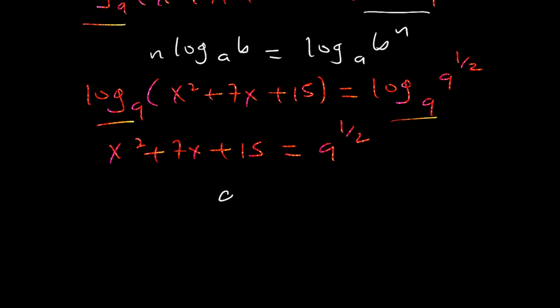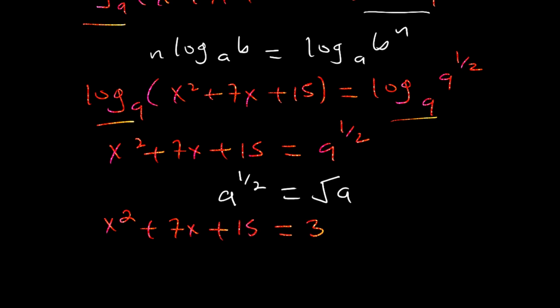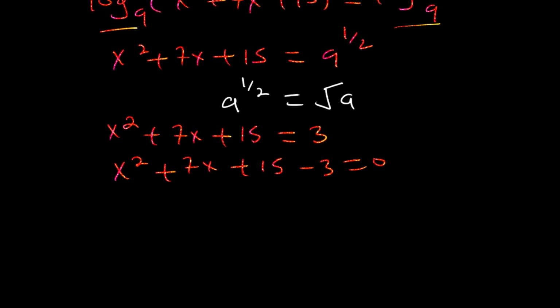That is, if you have a number a raised to power half, that is the same as the root of that number. So 9 power half is just the root of 9, which is just 3. So our equation is x squared plus 7x plus 15 equals 3. So we have x squared plus 7x plus 15 minus 3 equals 0.